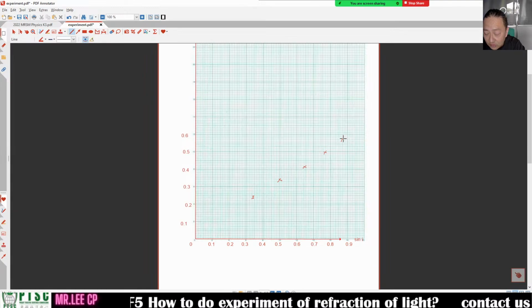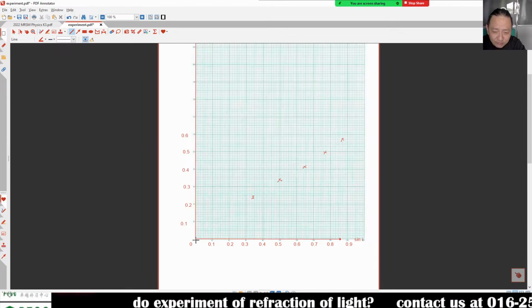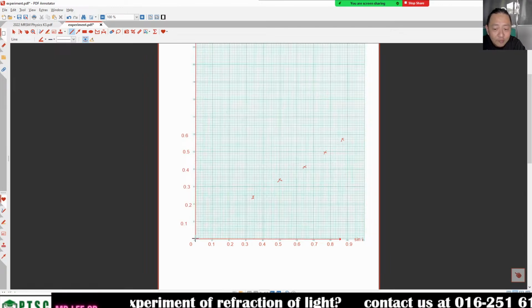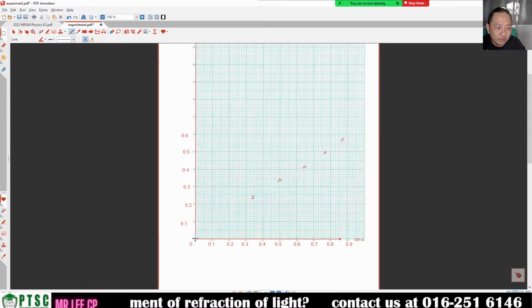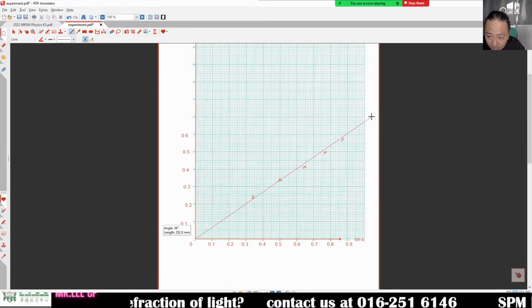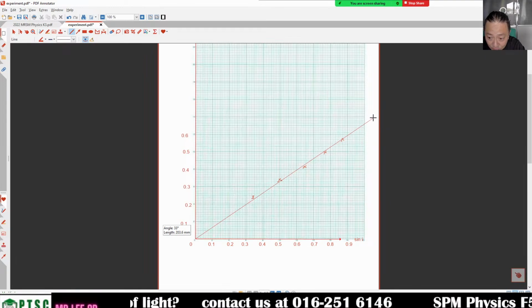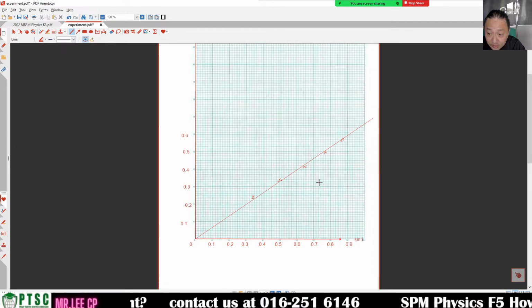No, no, then it always goes through zero, so you start from zero, it will be okay, right? Because sine zero, error must be zero, right? So now I find the best fit. Use your ruler to find the best fit. What is best fit? I told you yesterday already, right?